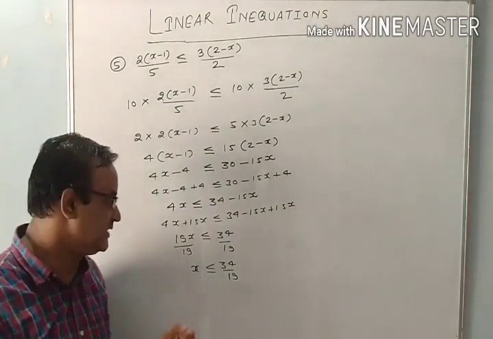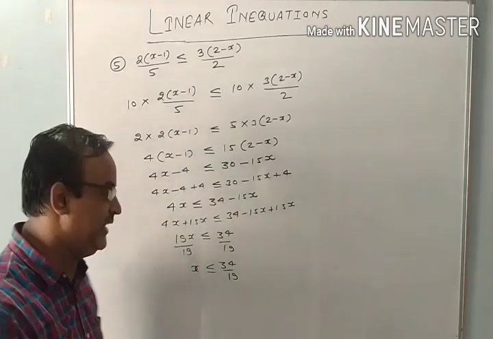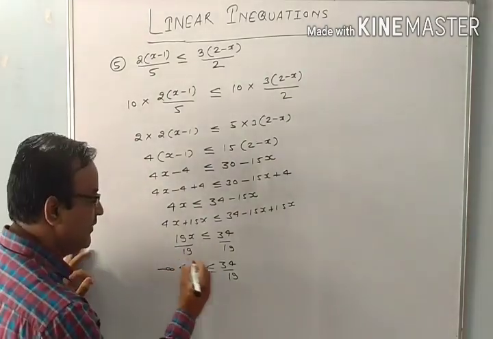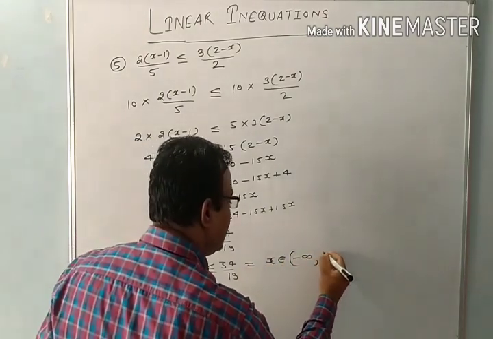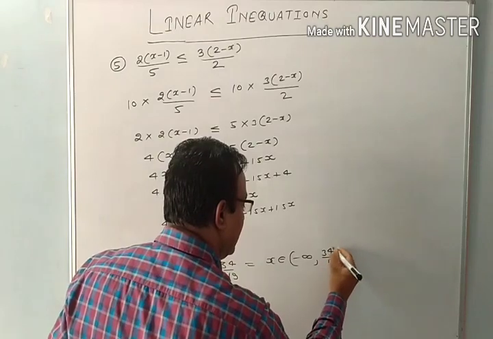The value of x is less than or equal to 34 by 19 but more than minus infinity. Now it's time to write the solution. So x belongs to from minus infinity to 34 by 19.